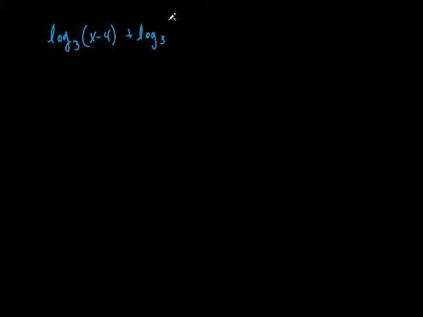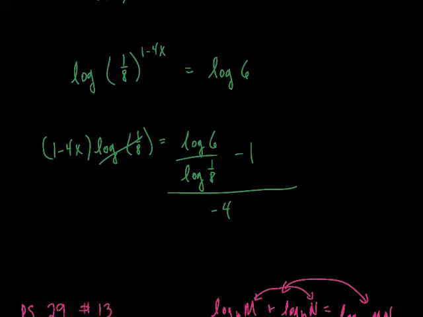Basically, it's just using that rule. We call that the product rule. Remember that thing where I put the m and the n? Where did I do that?